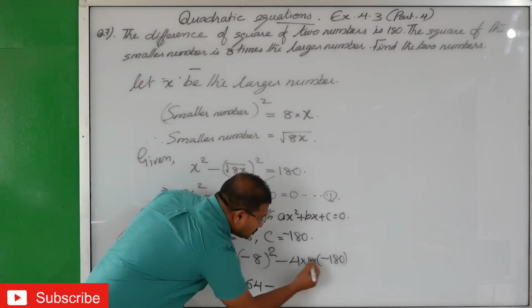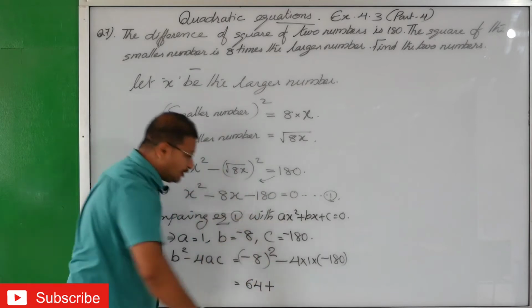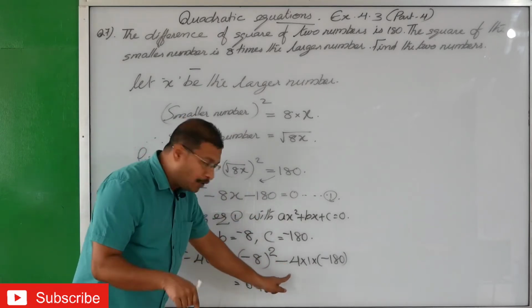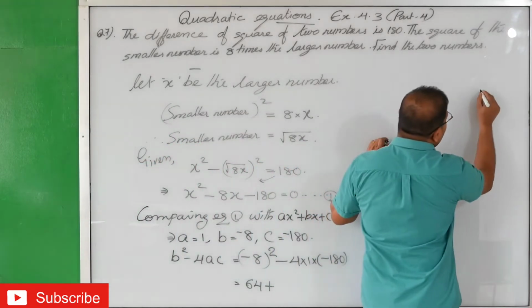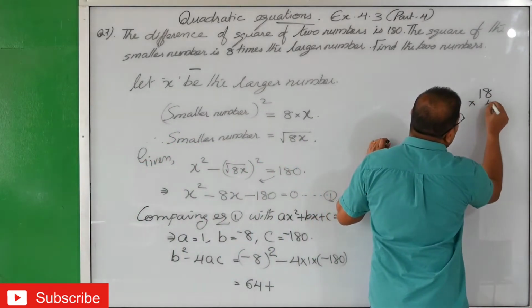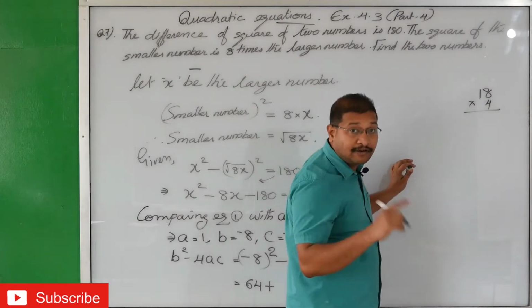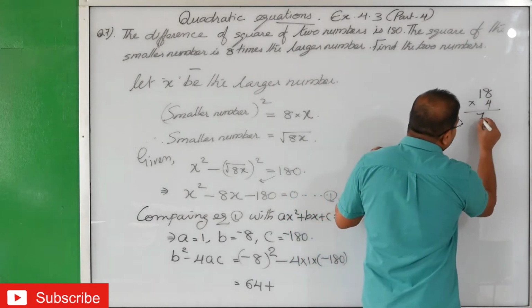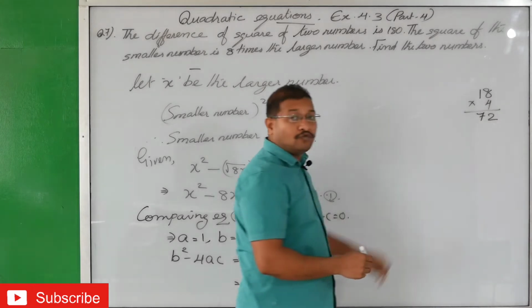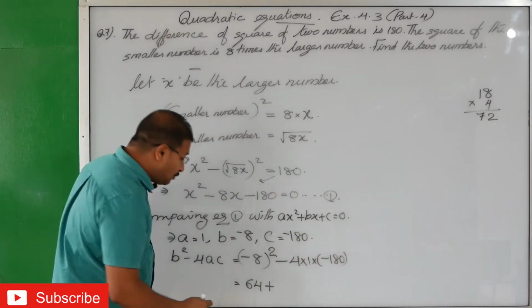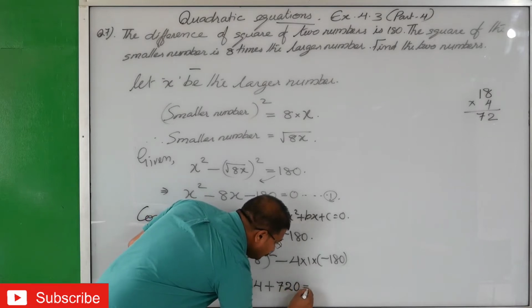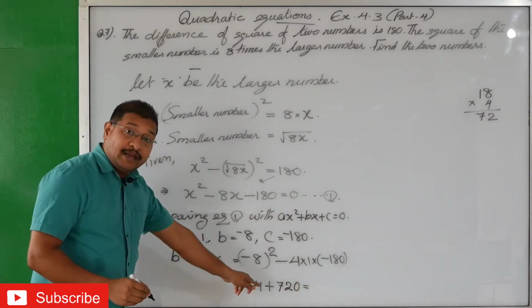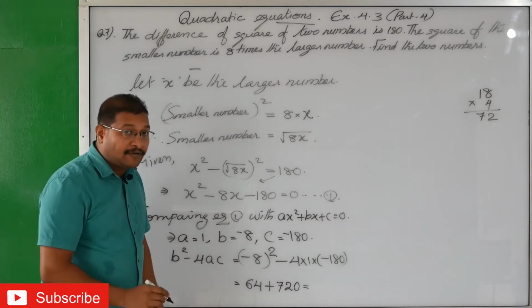Minus, of course, minus into minus is plus. Now 4 into 1 is 4, 4 into 180. 4 into 180 means just take 18 into 4. 18 4s are 72, isn't it? That means we'll get 72. Of course, 180 means one more 0, that means 720. Equals 720 plus 64, that means 784.